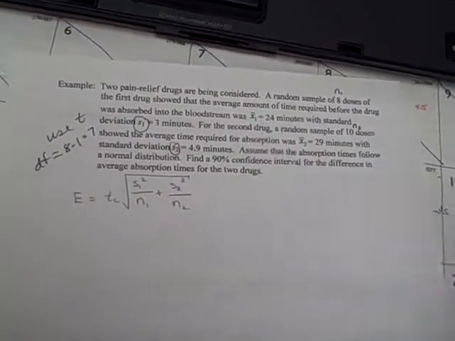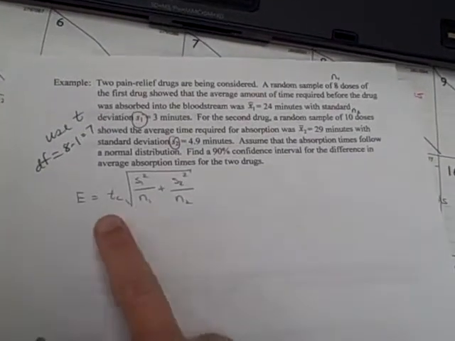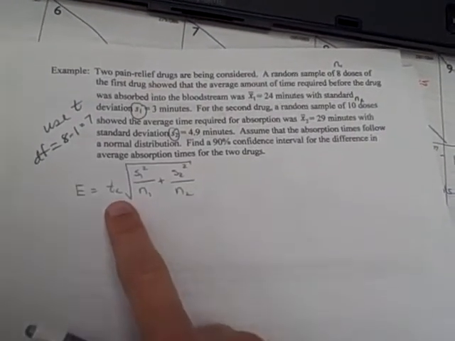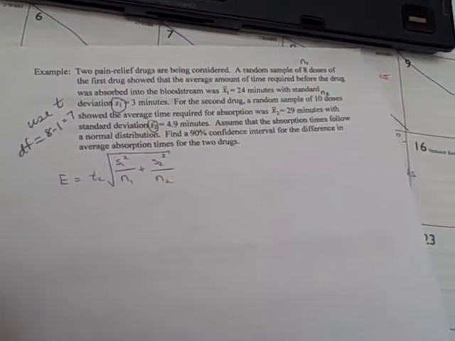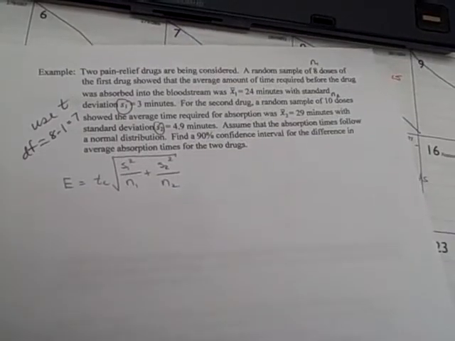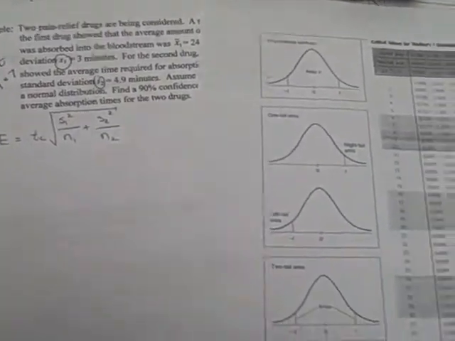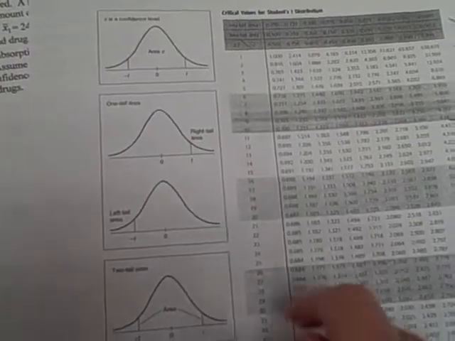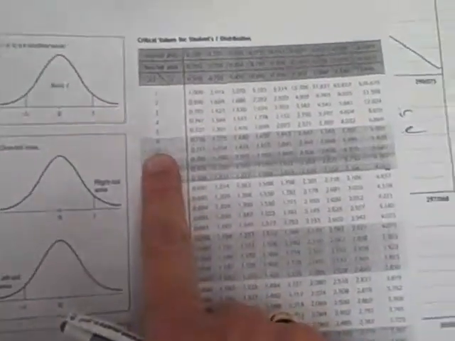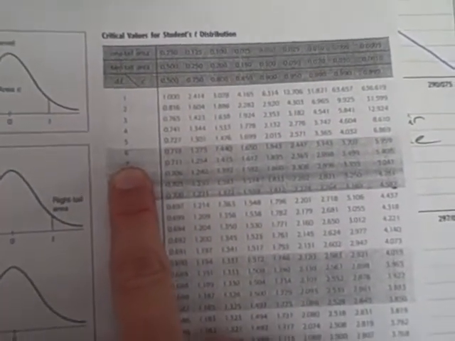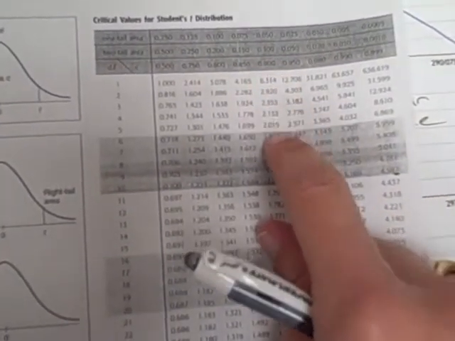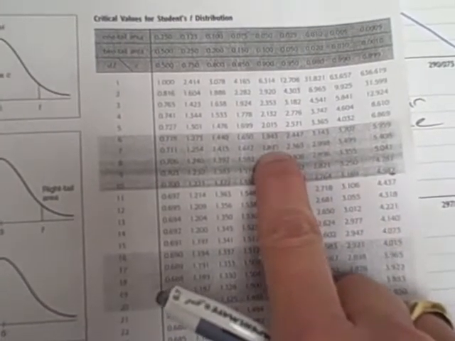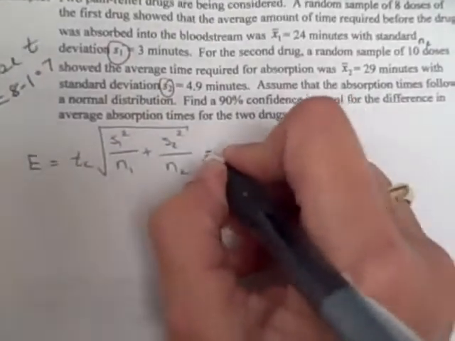Okay. Now, following our 3 steps we always do, first we're going to find the error. We're going to use our t critical and then multiply that by the square root of S1 squared over N1 plus S2 squared over N2. So for t critical, I'm going to use my t table. I'm going to go down to 7 degrees of freedom, and we want a 90% confidence interval, so 0.900 down to 7 degrees of freedom, and I'm at 1.895. Okay. So t critical is 1.895.